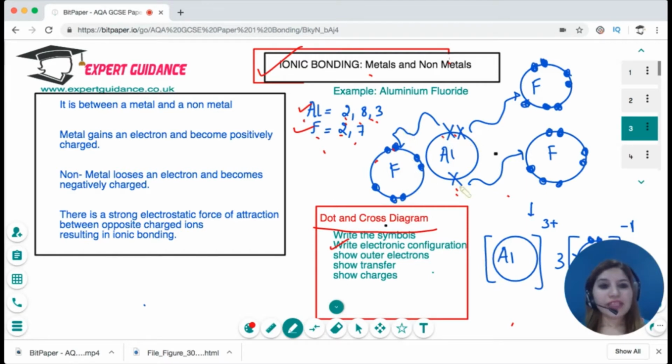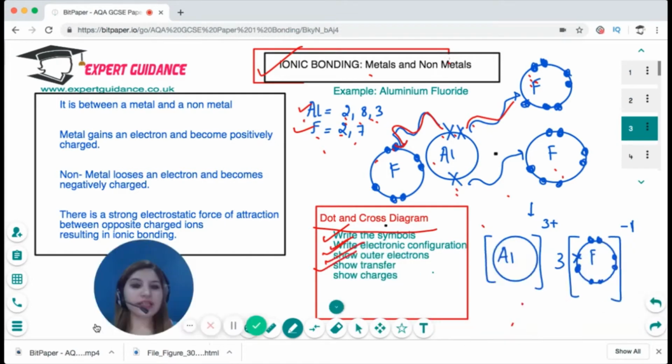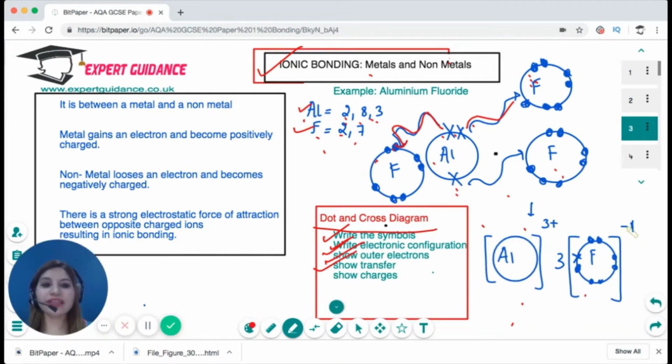Now, aluminium has to get rid of 3. So 1 electron from aluminium goes to fluorine because fluorine just needs 1. But that makes aluminium lose 2 more, so it takes the help of 2 other fluorines. So you draw the outer electrons, show the arrow. First write the symbol, write the electronic configuration, show the outer electrons, show the transfer, and then write the charges. As aluminium has lost 3 electrons, it has a 3+ charge, and fluorine has a 1- charge, but there are 3 fluorines. This is how you need to draw the dot and cross. Remember, write the electronic configuration, show the outer electrons, and show the transfer.